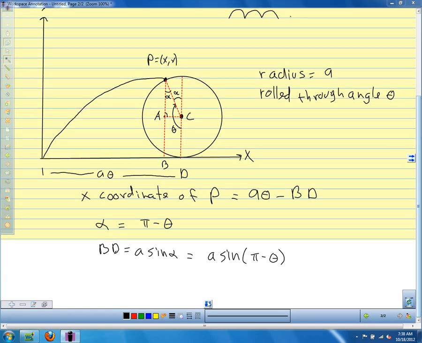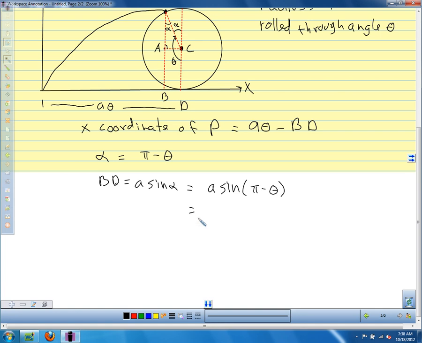And the sine of pi minus theta is equal to what? Pi over 2. So you're close. You're on the right track. If we subtract our angle from pi, it's just the sine of theta. So if it were pi over 2, it'd be cosine. So the x-coordinate, and this is one half of our parametric equations, is a theta minus a sine theta.